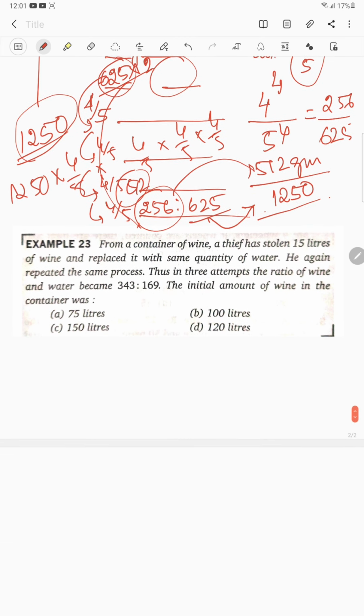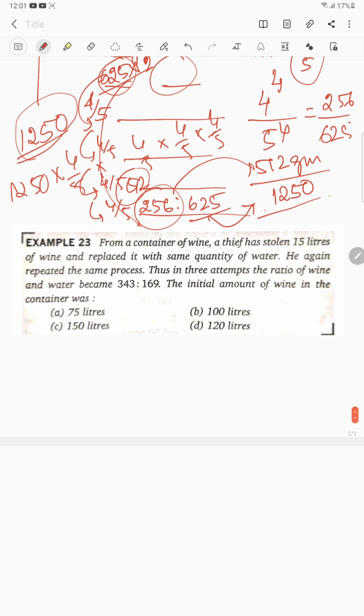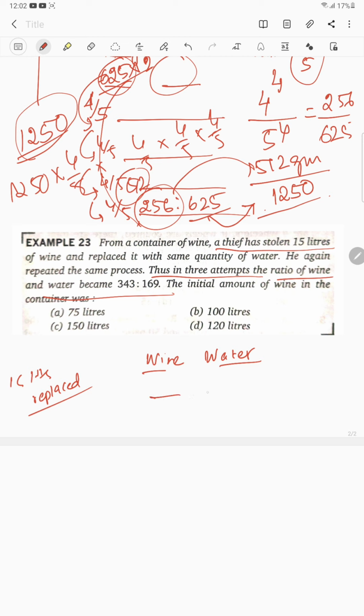Let's solve this question. From a container of wine, a thief has stolen 15 liters, so 15 liters replaced, and replaced it with the same quantity of water. So wine, water. He again repeats the process. Thus, in 3 attempts, the ratio of wine and water becomes 343 is to 169. So first, second, third ratio.